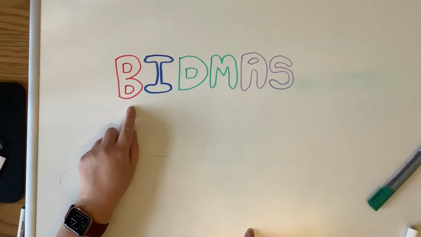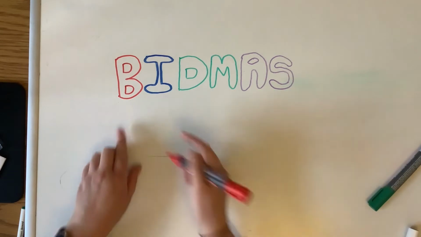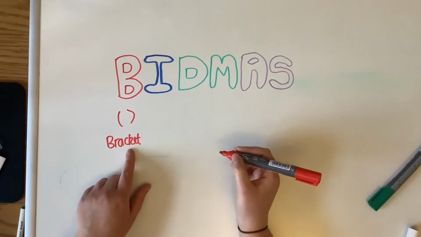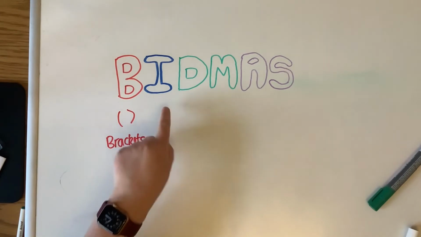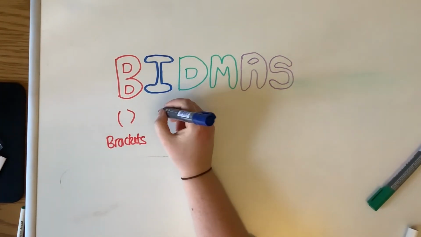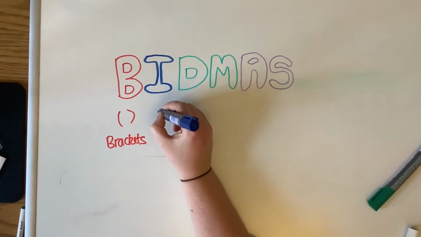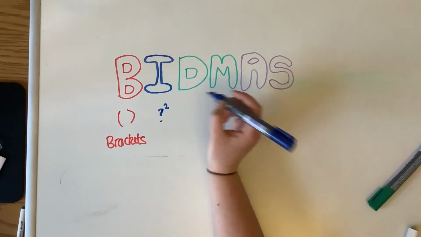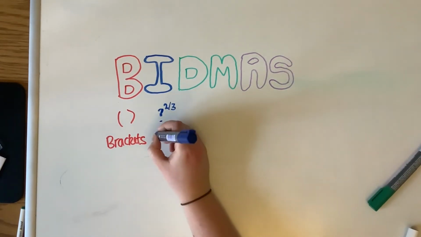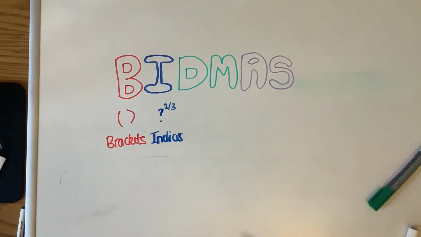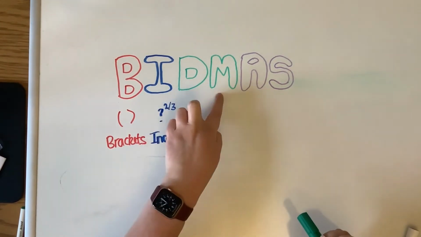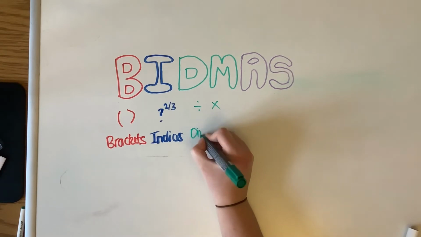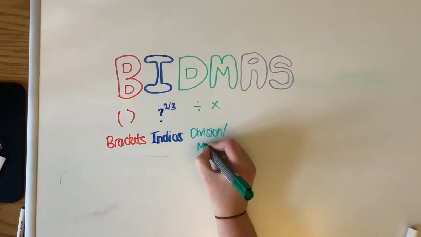Okay, so B in BIDMAS, what does it represent? It is brackets. Okay, so anything in a bracket will always be done first. Then we've got our I, our indices. Okay, what is that? Basically that's any sort of number where it is being squared or cubed. So I'll just put a 2 and 3 there. So any of those would be done next. Then we've got our D and our M. What is D and M? D and M is divide and multiply. Okay, so any division or multiplication needs to be done next.